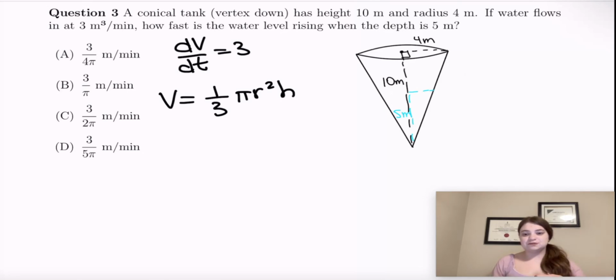What's the rate of change with respect to the actual height, or the depth, I should say? Because of course the height's always 10 meters, but we're really wanting the depth here. We will be using height as depth when we're talking about the volume though.